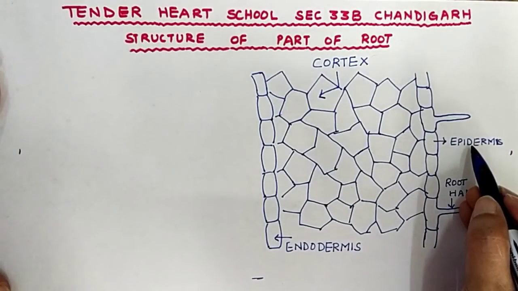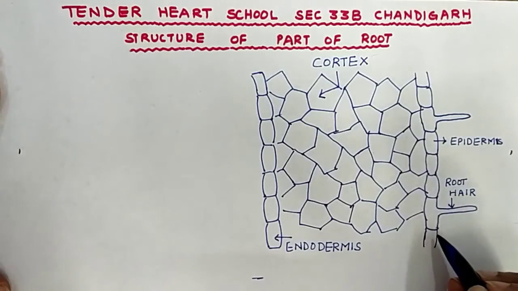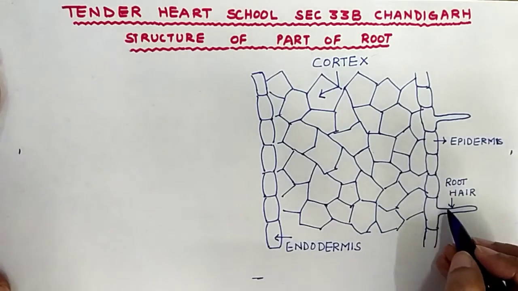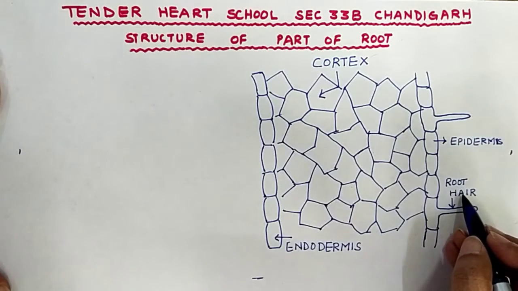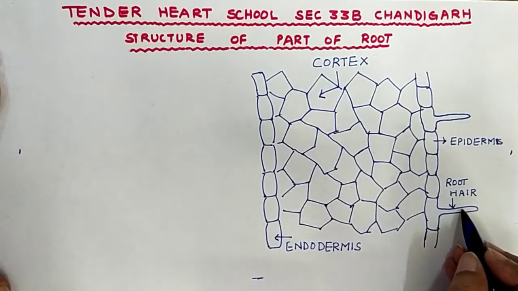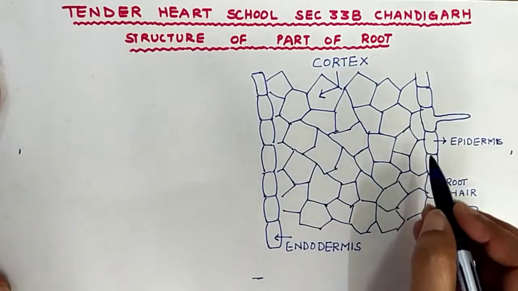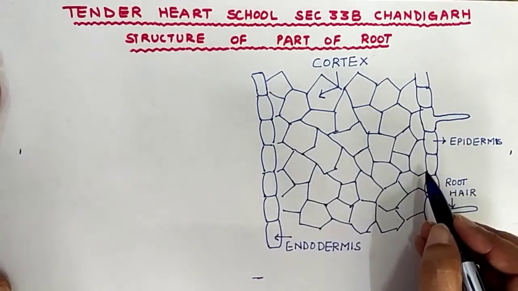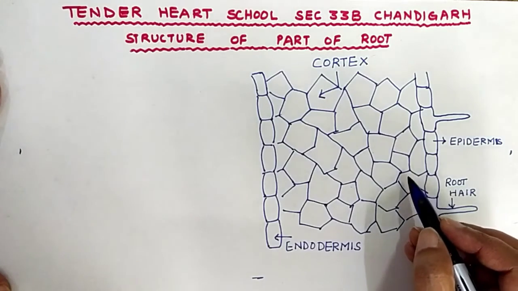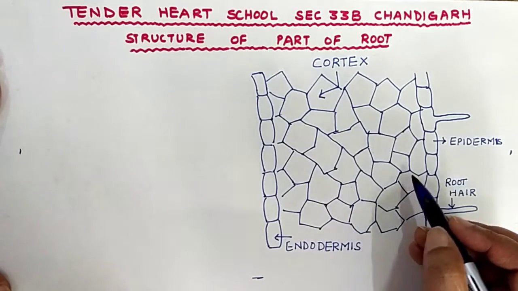So the outermost layer is epidermis, the epidermal layer, which is protective in nature because it is the outermost layer, and the outgrowth from the epidermis is forming the root hair. Root hairs are extending the surface area so as to absorb more water. It enables the root to absorb more water. Then inner to the epidermis, this whole region is cortex. Cortex is made up of parenchyma cells. The function is to store food and water.